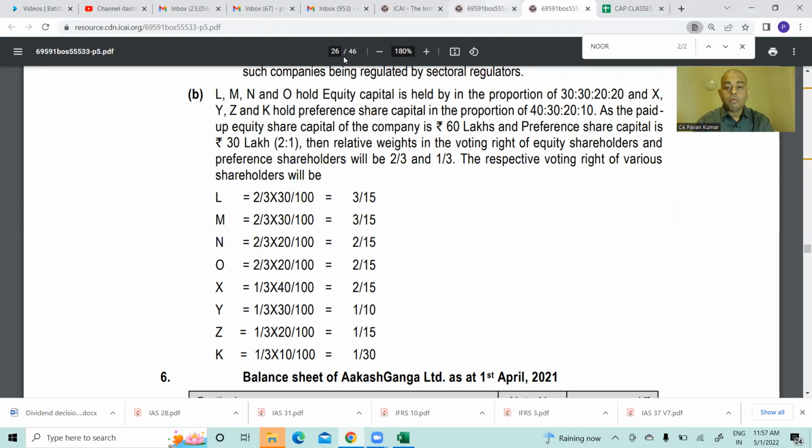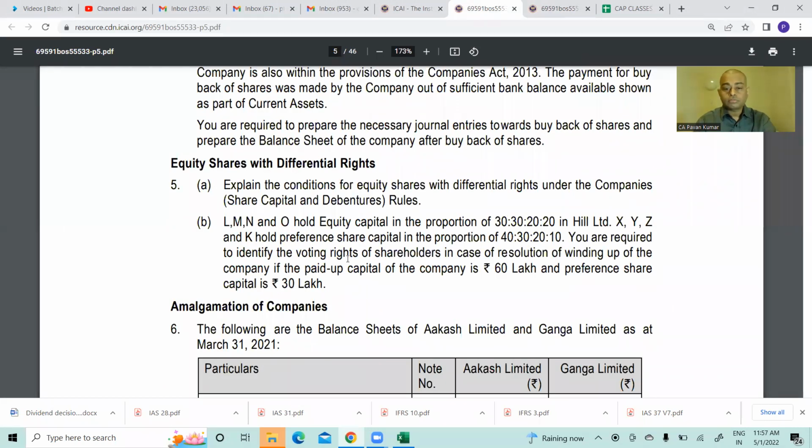Hello. Can we move further? So we'll go to accounting standards. We'll come back to amalgamation and internal reconstruction later. We'll do amalgamation, internal reconstruction, consolidation also. These three are very important areas. Accounting standards are also a very important area. We'll see.